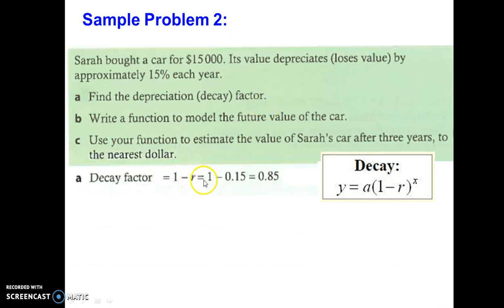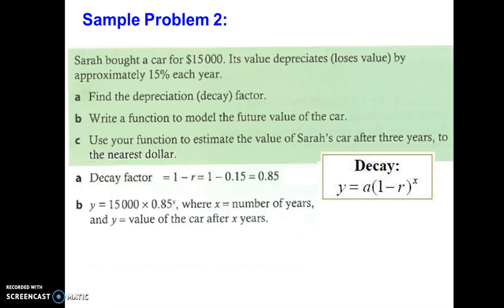Well, decay factor is 1 minus r, so 1 minus 0.15 is the 15%, and we get 0.85. So this portion here is going to be 0.85. So what's our function for the future value of the car? Our function is this. We have the initial amount, A, then you multiply by the decay factor, which is this, 0.85, and then to the x power. So now use your function to estimate the value of Sarah's car after 3 years.